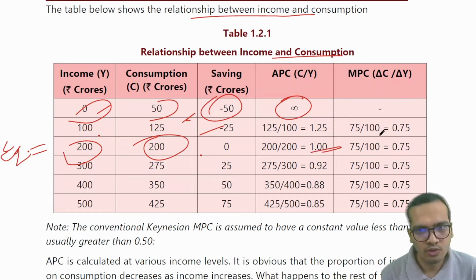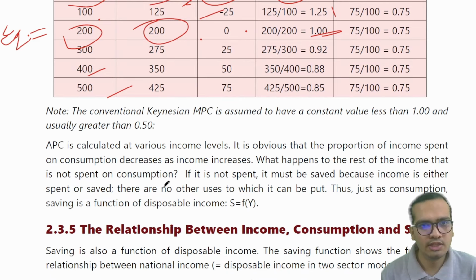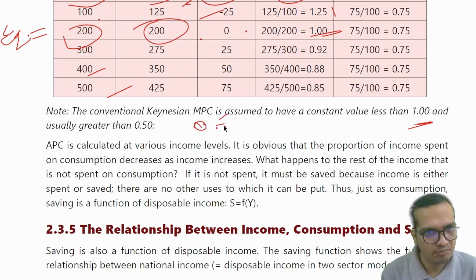Here APC equals 1 and marginal is the difference between these. Similarly we have for 400 and 500, you can go through it. So the conventional Keynesian MPC is assumed to have a constant value less than 1 and usually greater than 0.5. So it falls between 0.5 to 1.